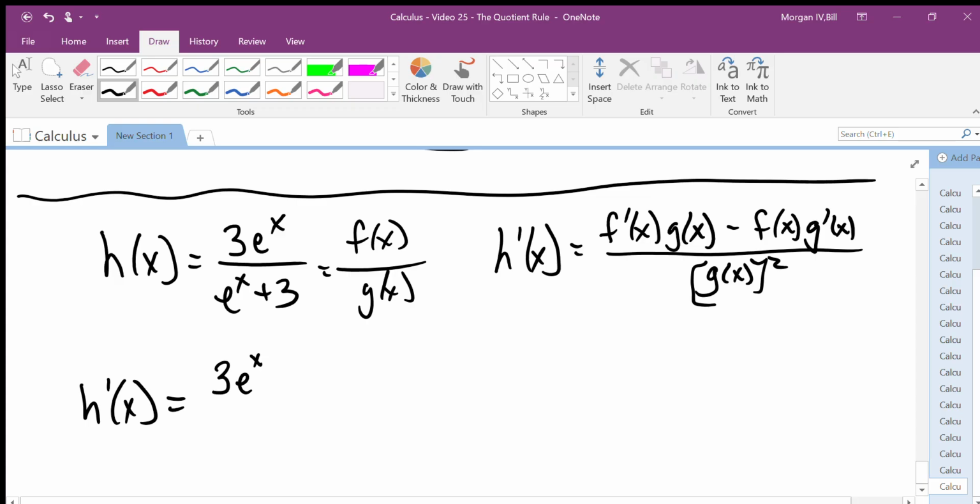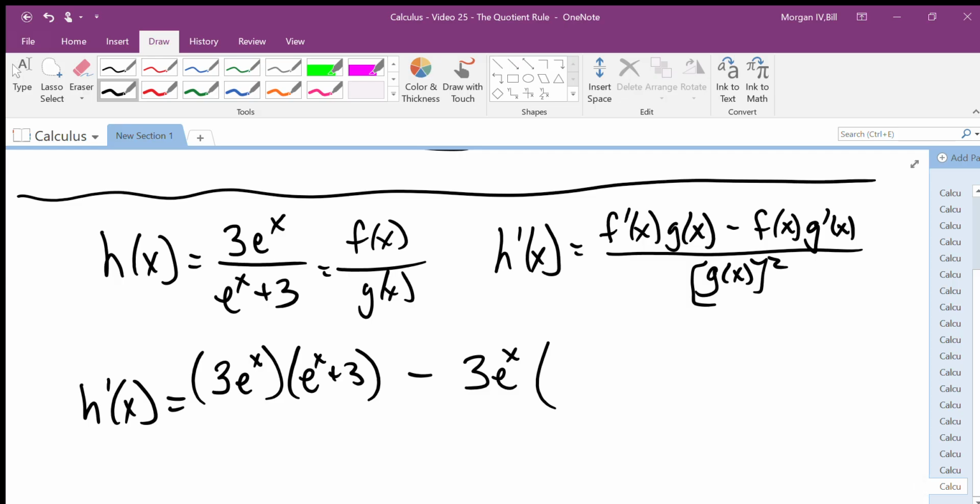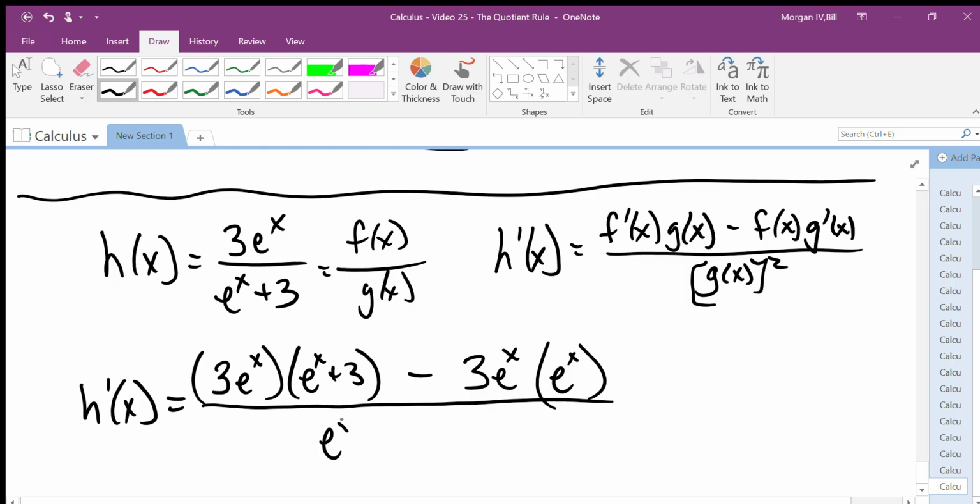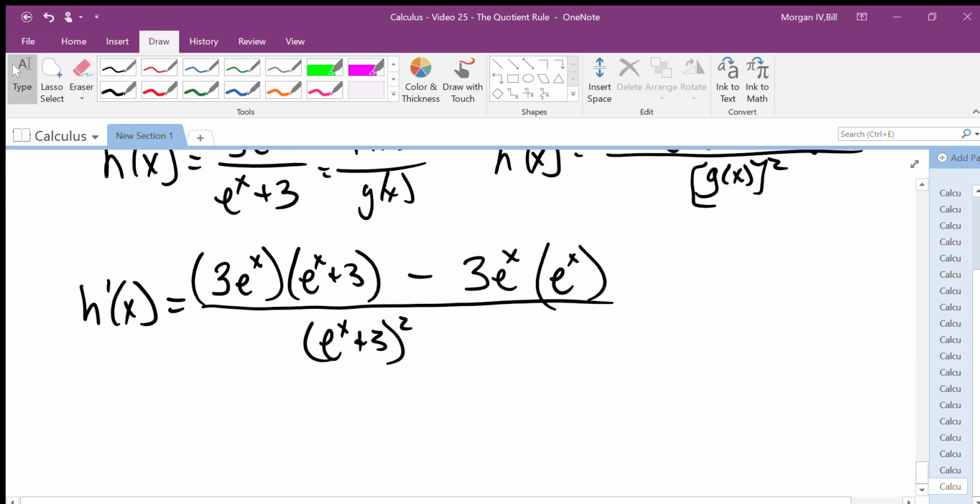That is f prime. Times g, which is e to the x plus 3. Minus, leave the original top function, 3e to the x, that's just f of x, times g prime. The derivative of e to the x is e to the x, but the derivative of the plus 3 part, the derivative of the constant 3, is 0. So we just get e to the x divided by e to the x plus 3 squared. Okay, let's do some distribution and see where we're at.